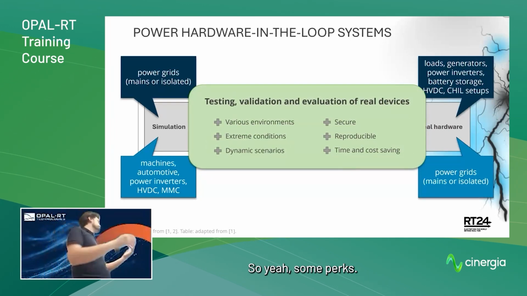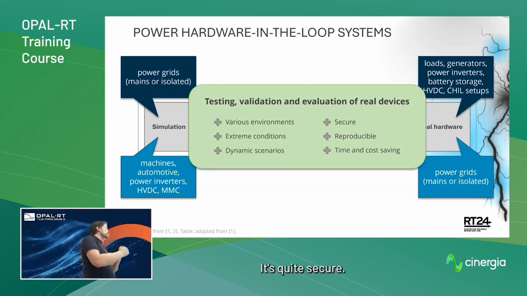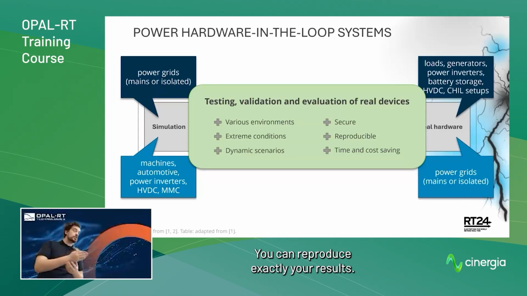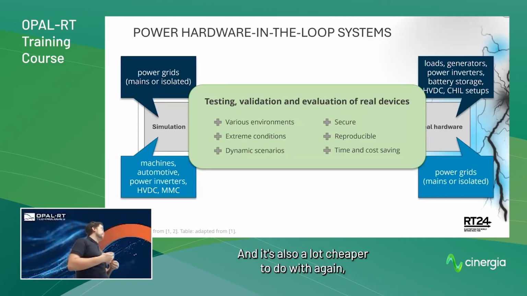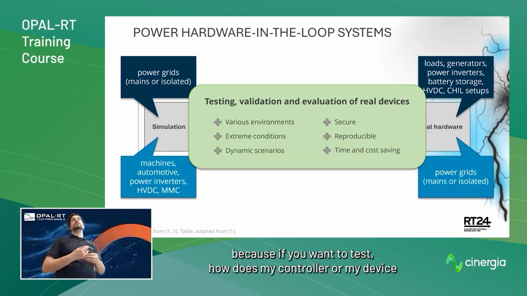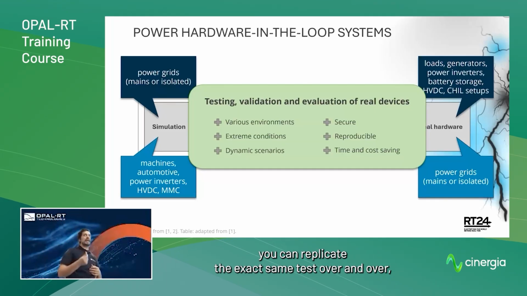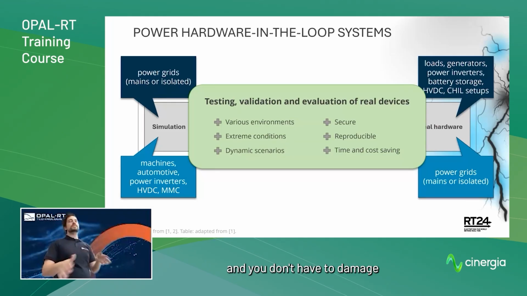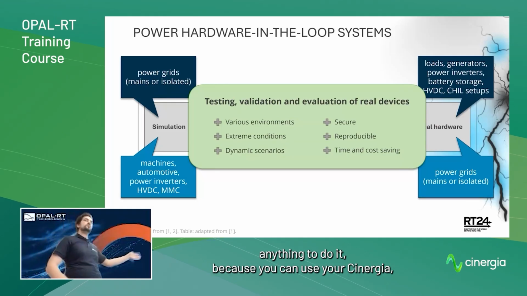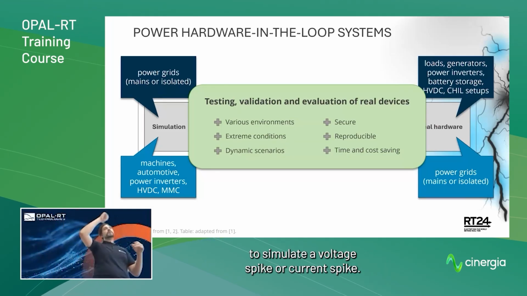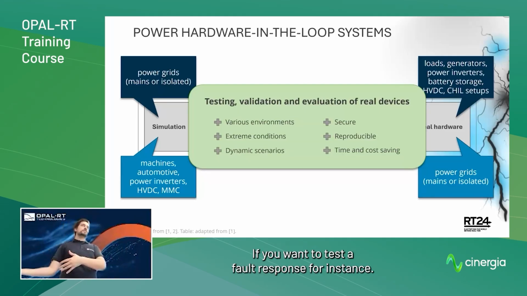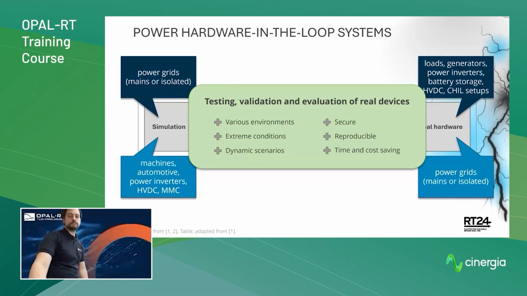So yeah, some perks. You can be more varied. It's quite secure. You can reproduce exactly your results. And it's also a lot cheaper to do, because if you want to test how my controller or my device responds to a current spike or a voltage spike, you can replicate the exact same test over and over, and you don't have to damage anything to do it, because you can use your Cinergia to simulate a voltage spike or a current spike if you wanted to test a fault response, for instance.